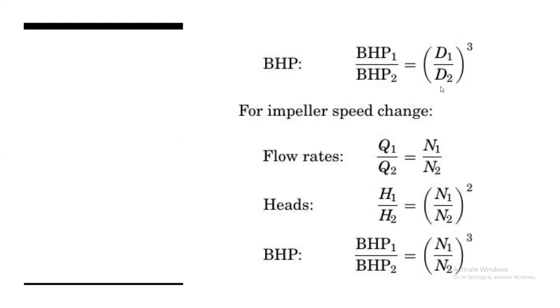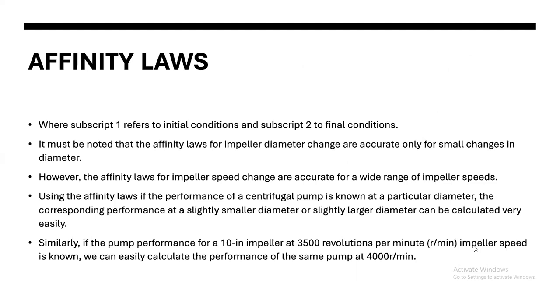the power of 3. For impeller speed change, the ratio of flow rates is the same as the ratio of your motor speed. The ratio of heads is the same as the ratio of motor speed squared. The ratio of brake horsepower is the same as the ratio of pump speed, motor speed, to the power of 3. Where subscript 1 refers to initial conditions and subscript 2 to final conditions.